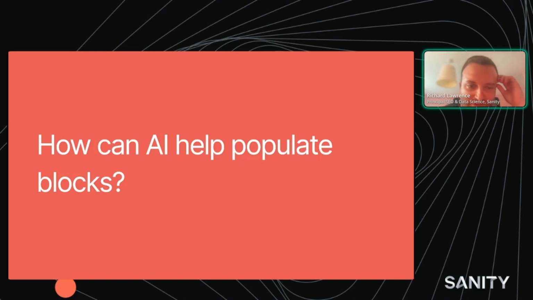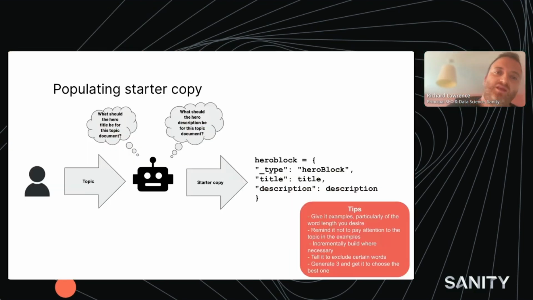So I'm just going to talk a little bit now about how AI can help populate the blocks. Starting at the obvious, which is starter copy. So, if you've got a hero block, that might consist of a title and description. I think there are some specific tips here that can help improve that output, because although you want to review it before it's published, you still want the output to be as high quality as possible, so you're saving as much time for that editor as possible.